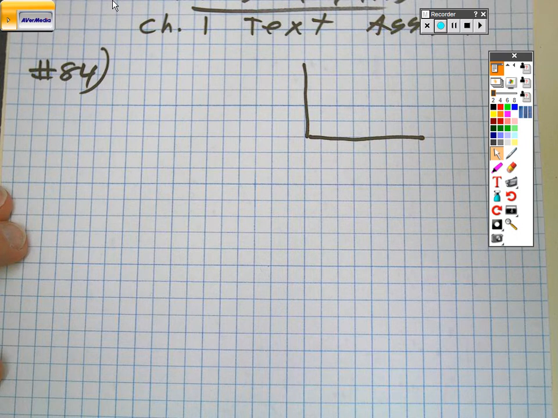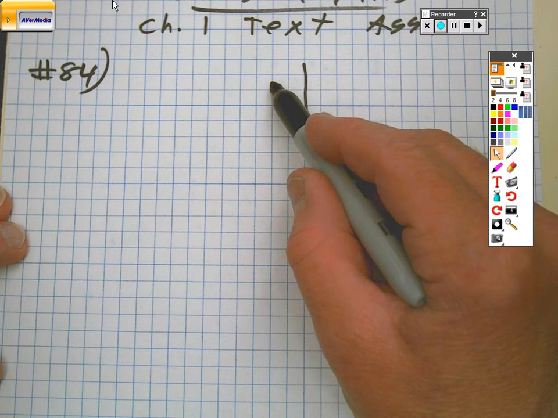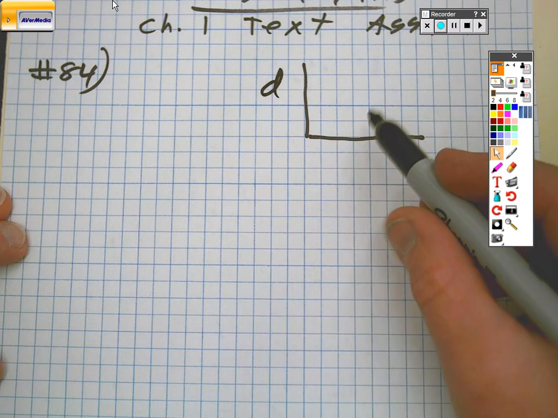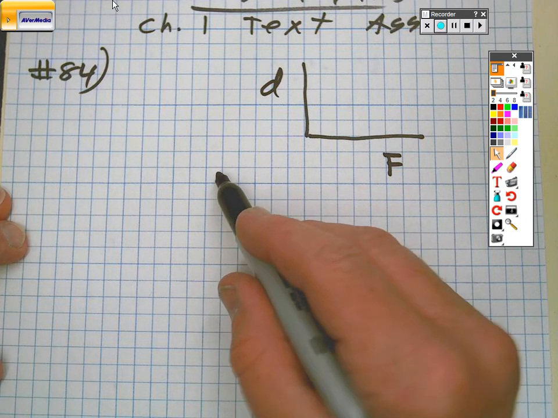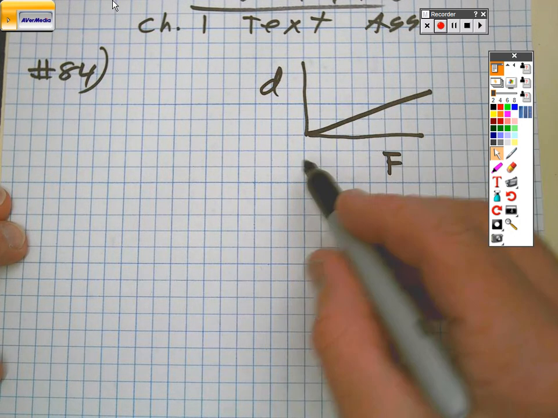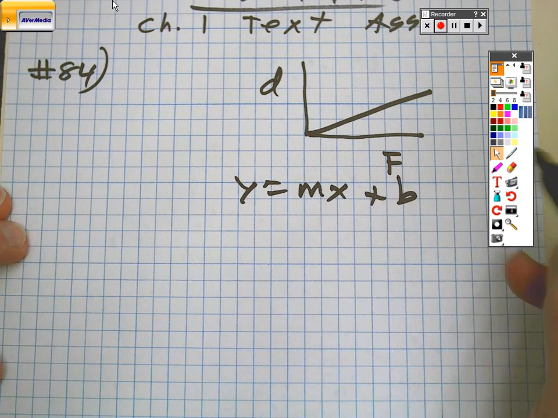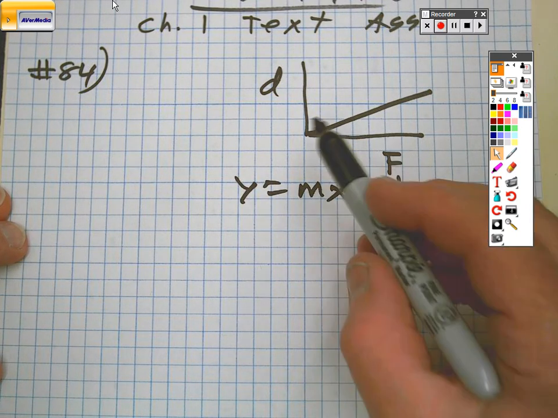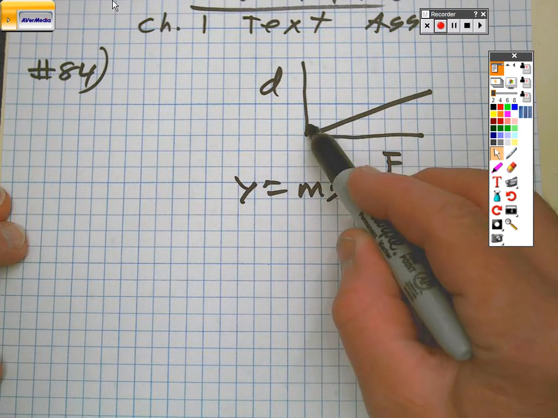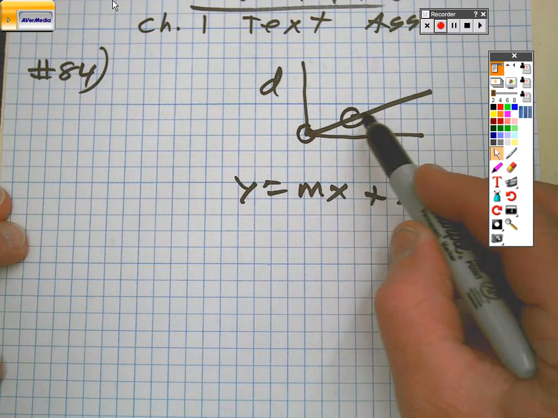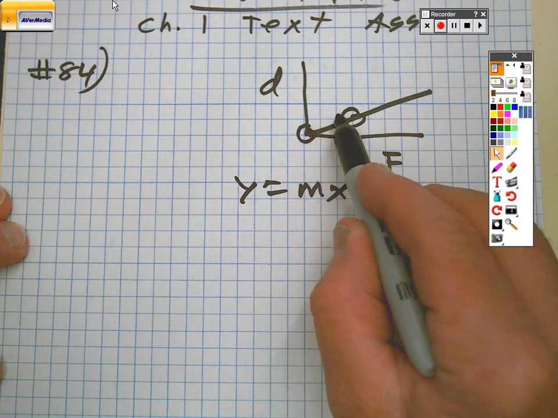When they ask for the equation, the y variable is going to be the distance, and the x variable is the force. So, of course, let's say you get a straight line that looks like this. You'll use the equation y equals mx plus b. Well, you'll have to find the slope first. So choose two grid crossings. For instance, if you look at my graph, there's a grid crossing there and a grid crossing there. When you do the rise divided by the run, that's the slope.